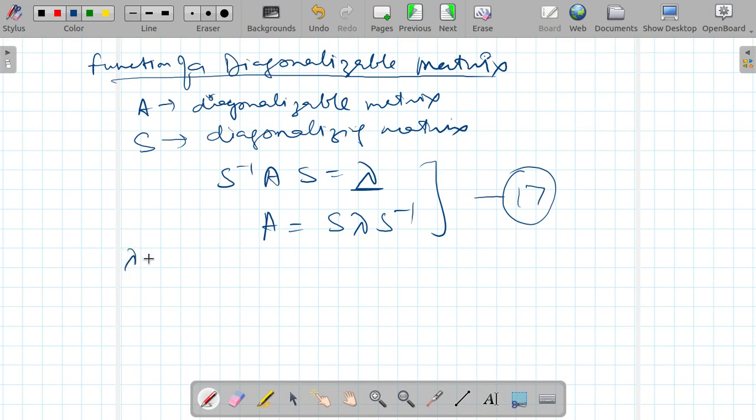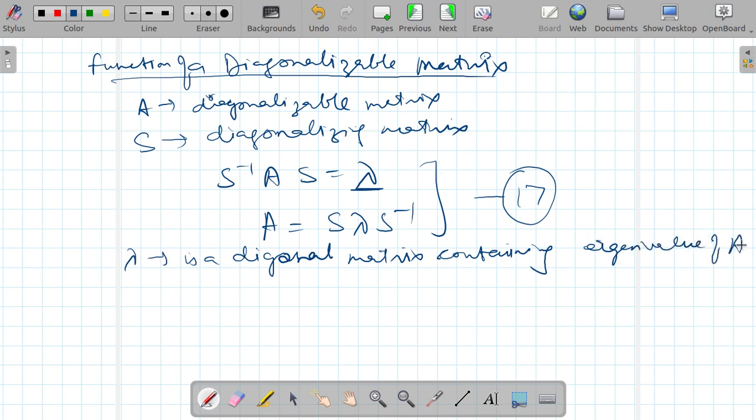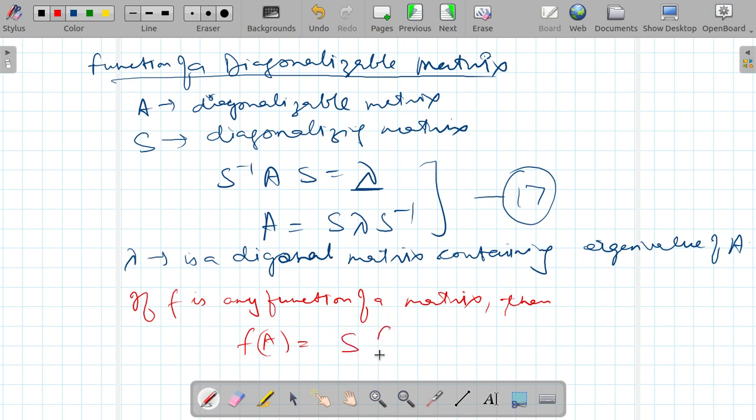Now here lambda is a diagonal matrix containing the eigenvalues of A. Now if f is any function of a matrix, then f of A can be written as S f of lambda S inverse. Let me call it equation number 18.